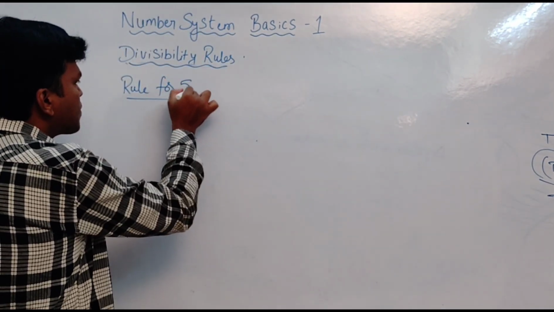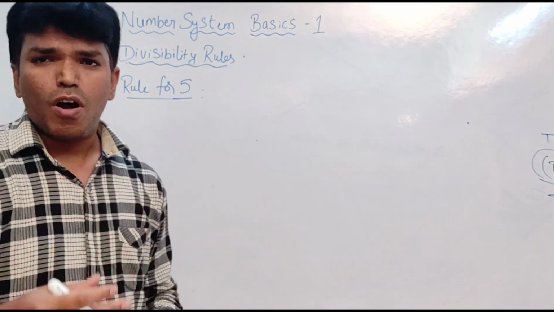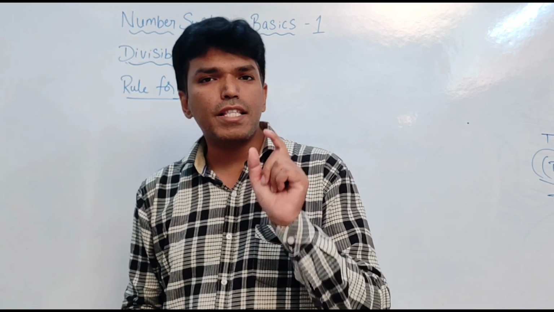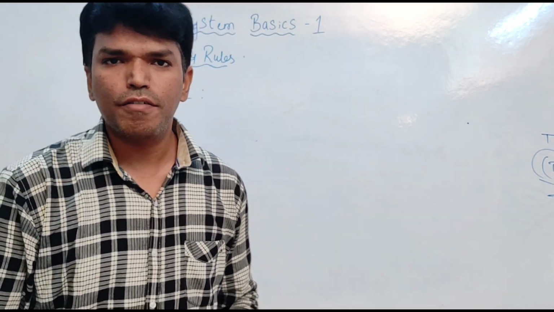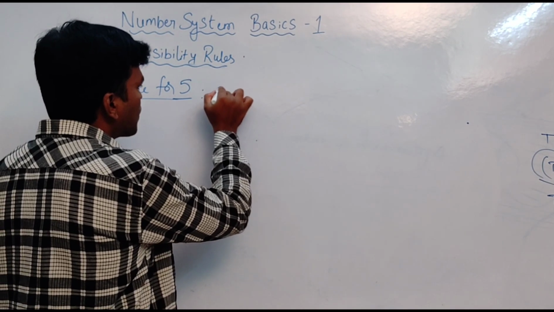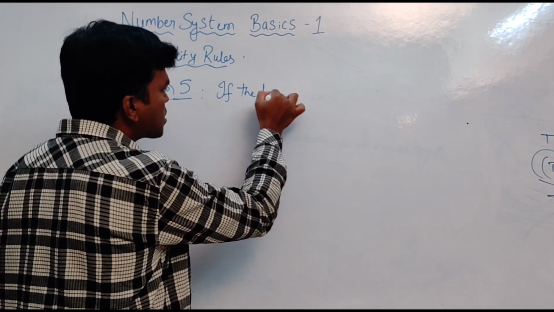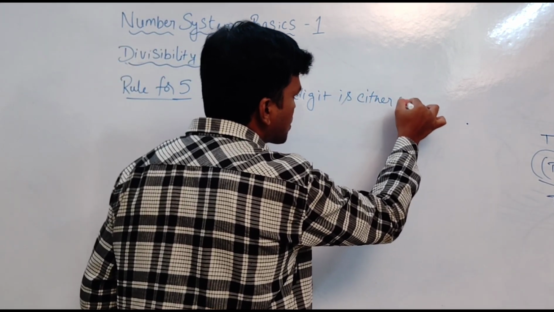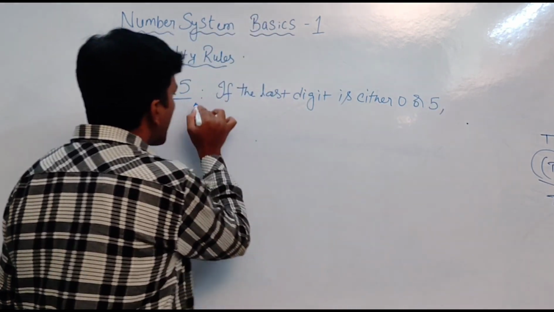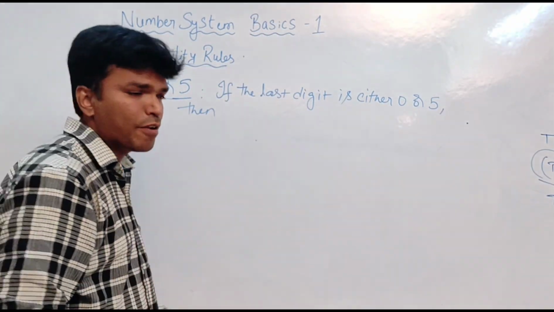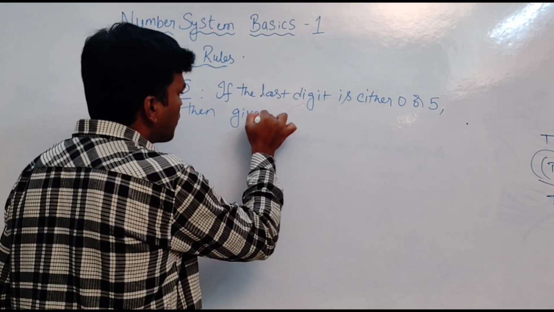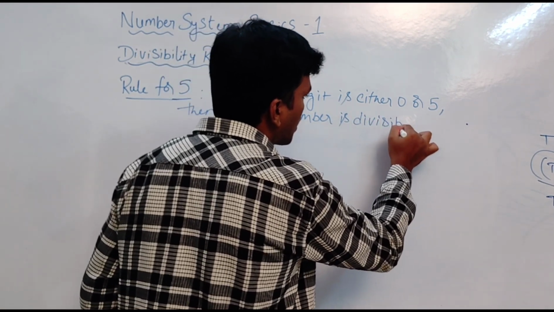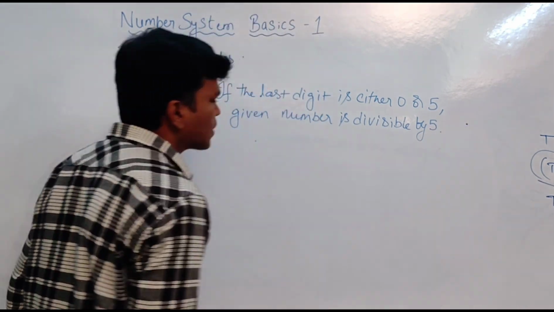So, my dear friends, what is the divisibility rule for 5? Almost everyone knows this, right? The divisibility rule for 5 is whenever the last digit is either 0 or 5, then that number is divisible by 5. So, if the last digit is either 0 or 5, then the given number is divisible by 5.